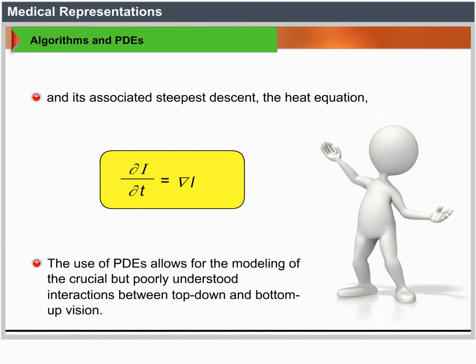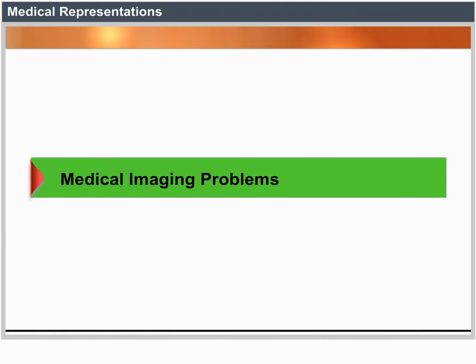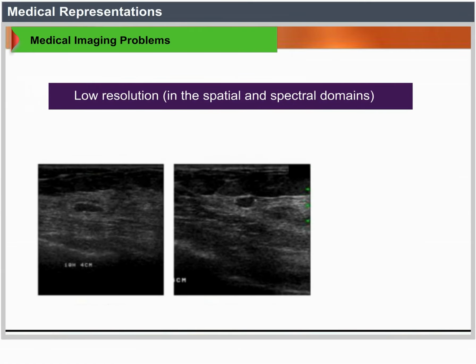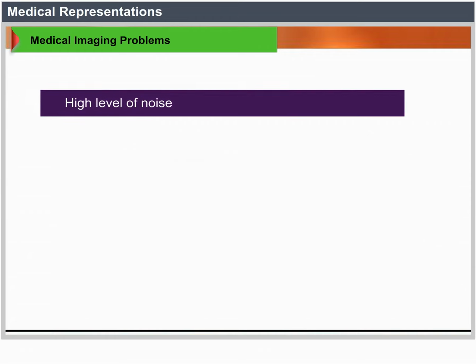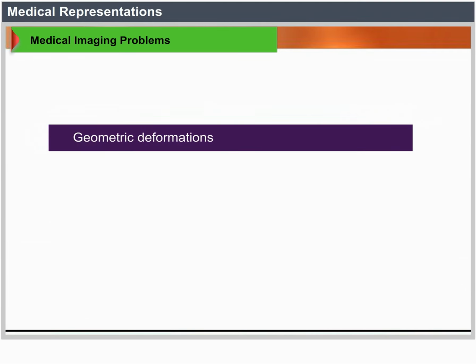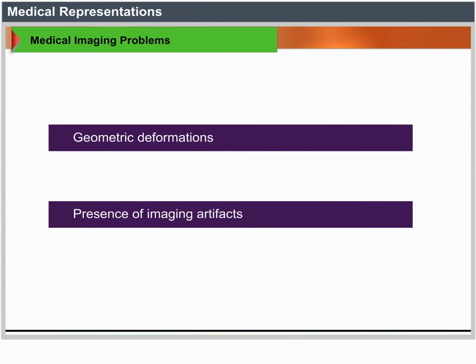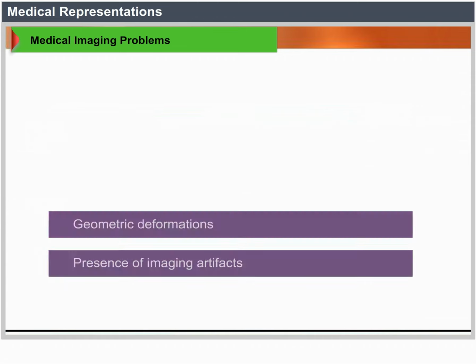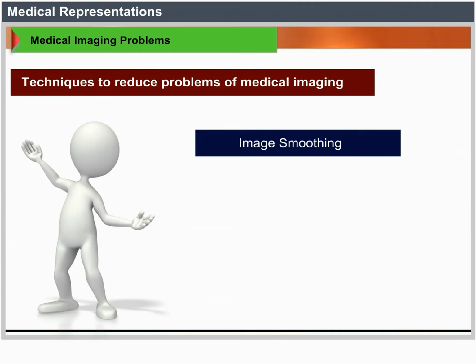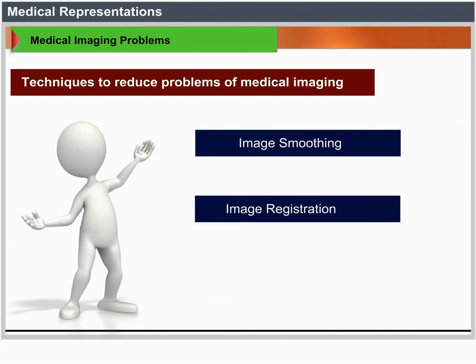Medical imaging problems: low resolution in the spatial and spectral domains, high level of noise, low contrast, geometric deformations, presence of imaging artifacts. Techniques to reduce problems of medical imaging: image smoothing, image registration, image segmentation.